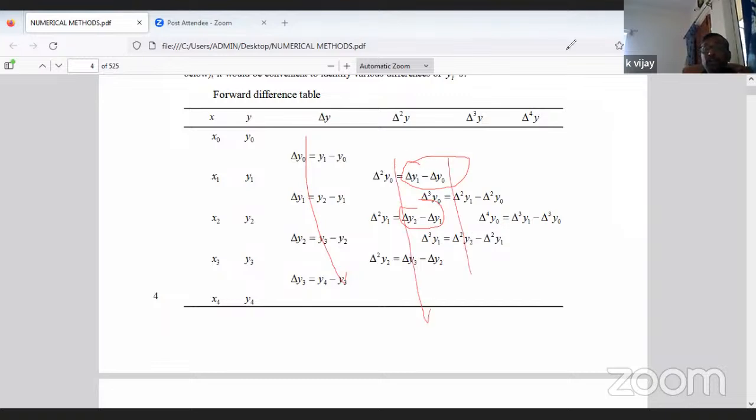Then we are doing del 4 y0. What is del 4 y0? It is del cube y1 minus del cube y0. So only one term here. Only one term here, where the square term is there. So del cube y1 minus del cube y0.